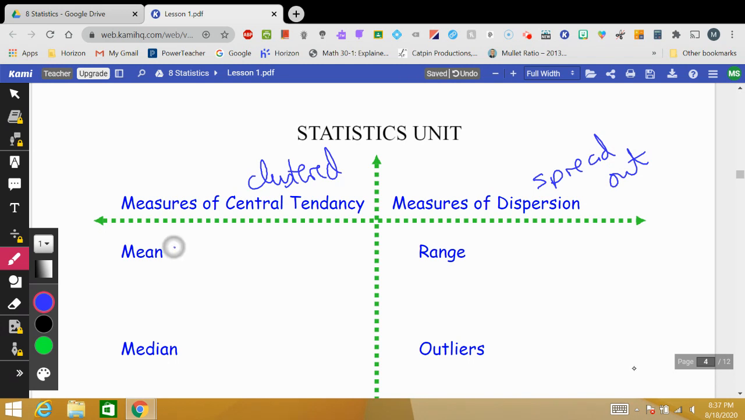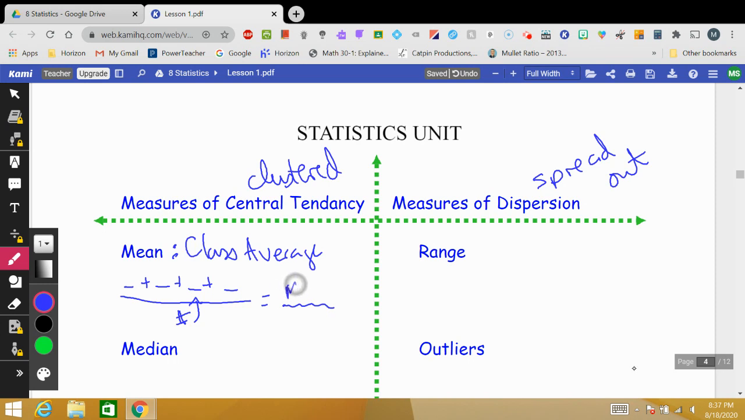So mean, another way to think of mean is class average. This is where you add up all the data values. Let's say we were to take all your marks on the last test, add them up, and divide by however many data values there are. So if there's 20 people in class, so 20 test scores, I would divide by 20, and then the answer is the mean or the class average.